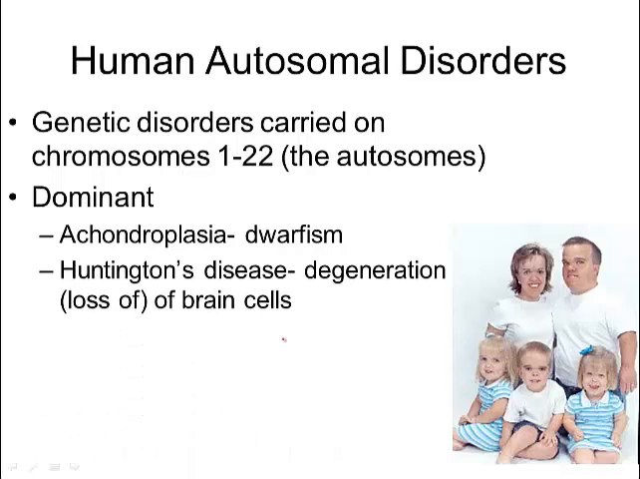Another example of a dominant autosomal disorder is Huntington's disease. This is the degeneration of brain cells. Over time, somebody with Huntington's disease has their brain cells start to die off, and usually that leads to death sometime in their 40s. Again, this is a dominant disorder, so this is something that can easily be passed on from parent to offspring.